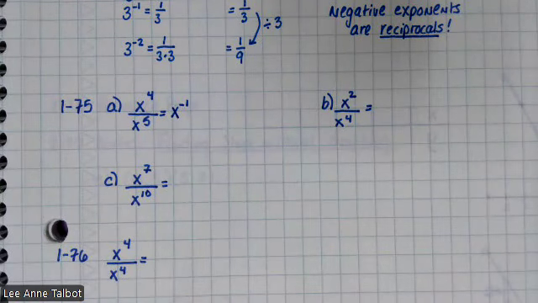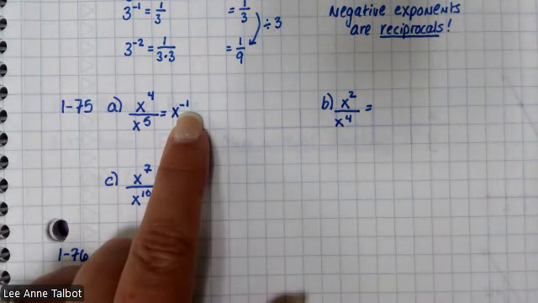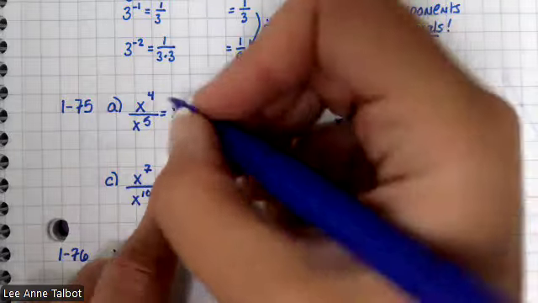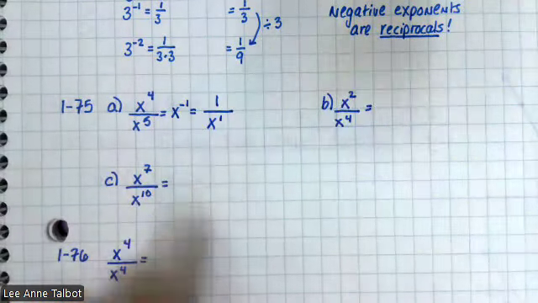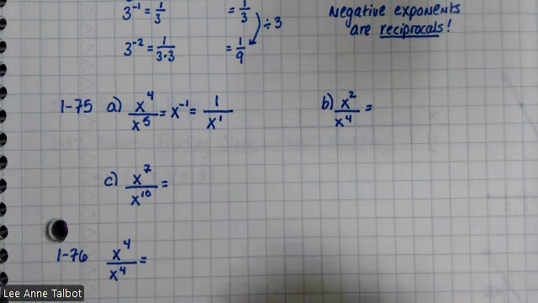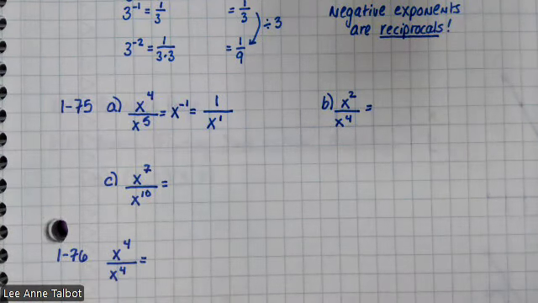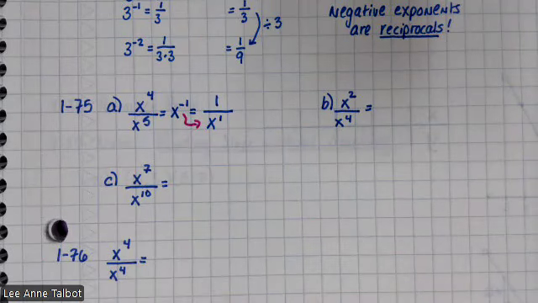Okay, now all of your homework and tests and quizzes are going to say all answers must have positive exponents. This is not a full credit final answer. So you think to yourself, all right, Mrs. Talbot says that negative exponents are reciprocals. So I take the reciprocal and make it positive. I sort of like to think about it like if it's negative, it has to go downstairs.